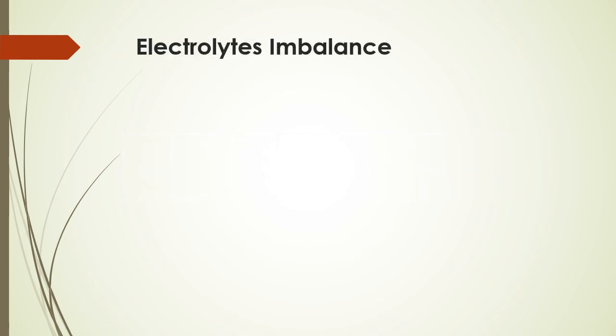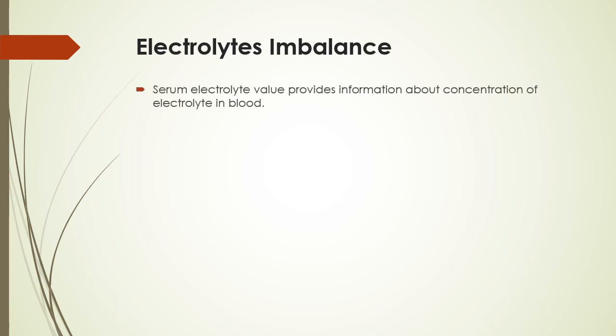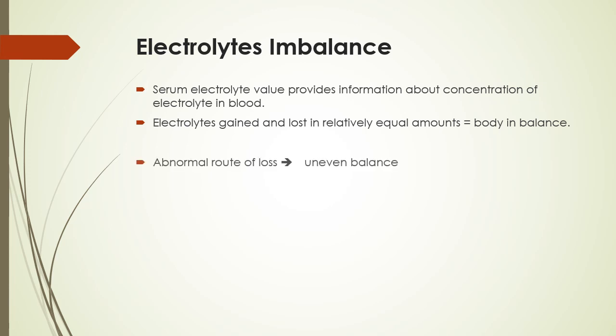All right, let's talk about electrolyte imbalance. The values that you get from your BMP or your CMP, your comprehensive metabolic panel, your basic metabolic panel, are going to tell you a lot about what's going on in the blood. Usually, we gain what we lose. So again, that goes back to that whole homeostasis. What goes out is replaced by what comes in. What comes in is equal to what goes out.